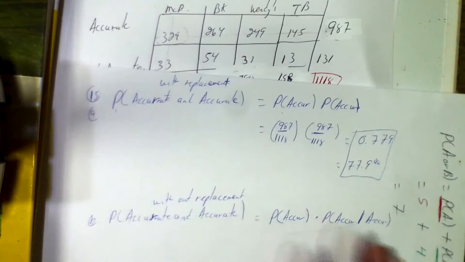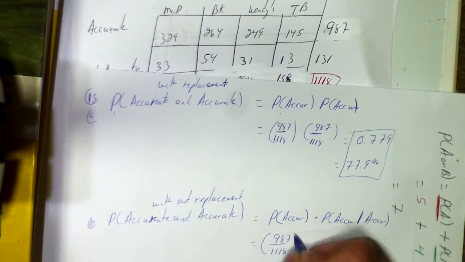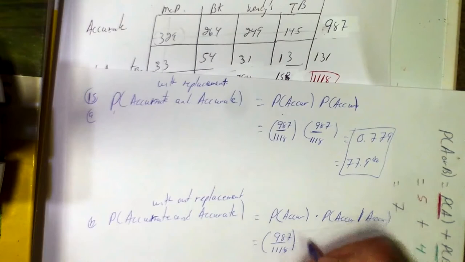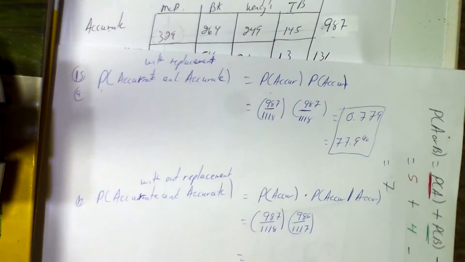So this is going to be still 987 over 1118. And the next one's going to be just like the marbles, the red ones. What's going to happen to both of them? They're going to decrease by one. 986 over 1117. And then this one, you have to type on your own, so you'll have to do it separately, right? 987 divided by 1118 times 986 over 1117, you get the same answer as before. What a coincidence.